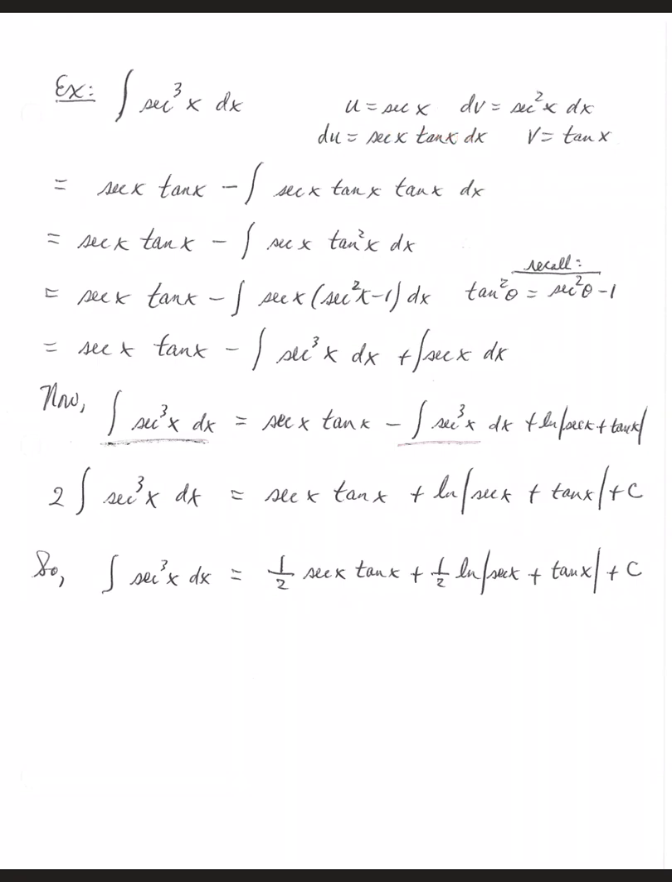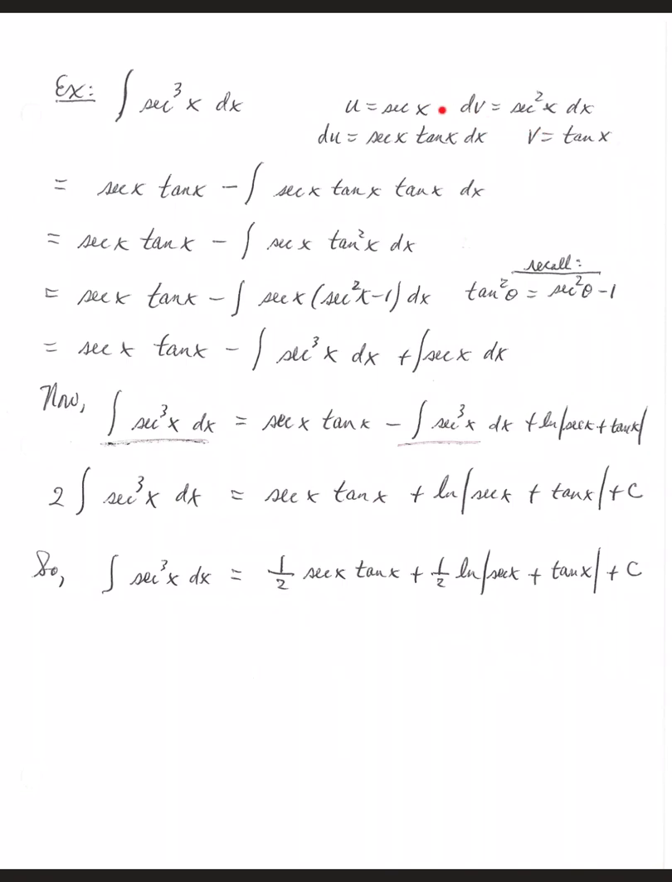Don't forget you can look these up in your Google Drive folder and under the formulas folder. dv is the other 2, secant squared x dx. The reason I left 2 of them over here is that the antiderivative of secant squared x is just straight up tangent x.